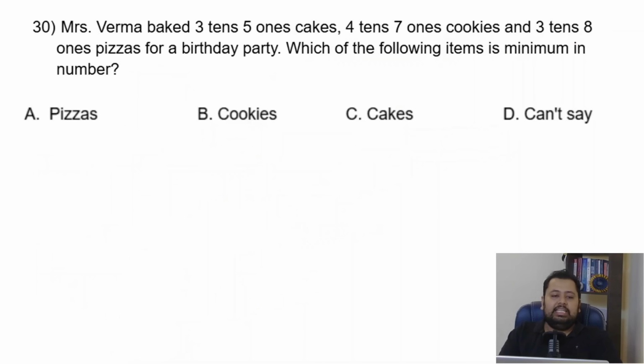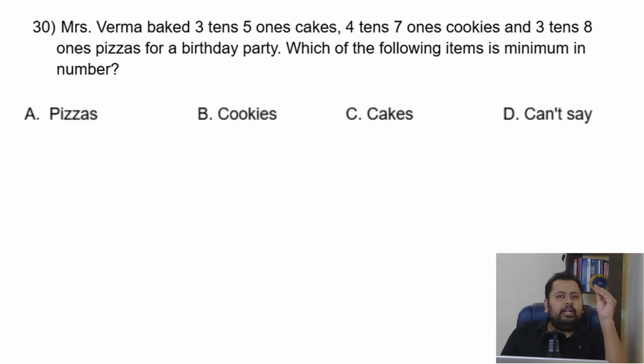And now let's go to question number 30. Mrs. Verma baked 3 tens 5 ones cakes, 4 tens 7 ones cookies, and 3 tens 8 ones pizzas for a birthday party. Which of the following items is minimum in number, right? Very easy one. Find out how many cakes 3 tens and 5 ones is, 4 tens and 7 ones cookies, and 3 tens 8 ones pizzas. And then you have to find out which item is minimum, right? Pause the video first, solve it, and then look at the solution.